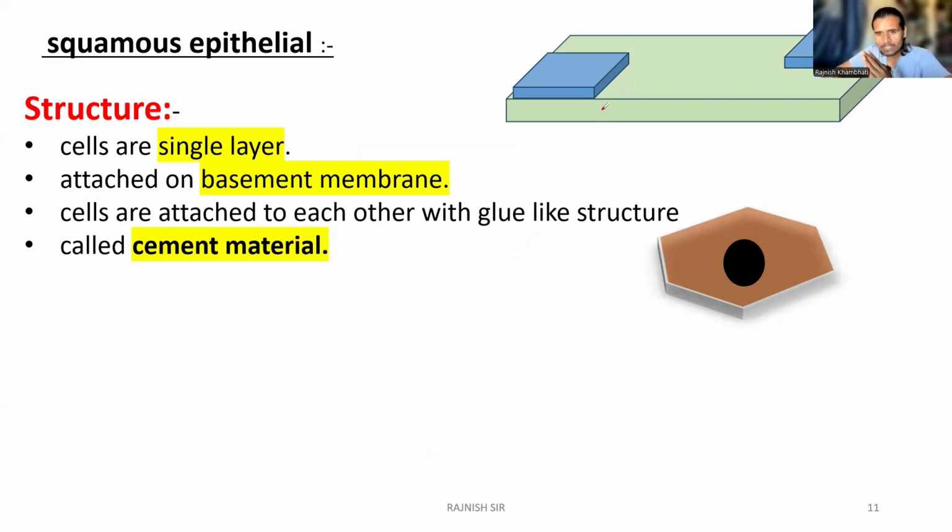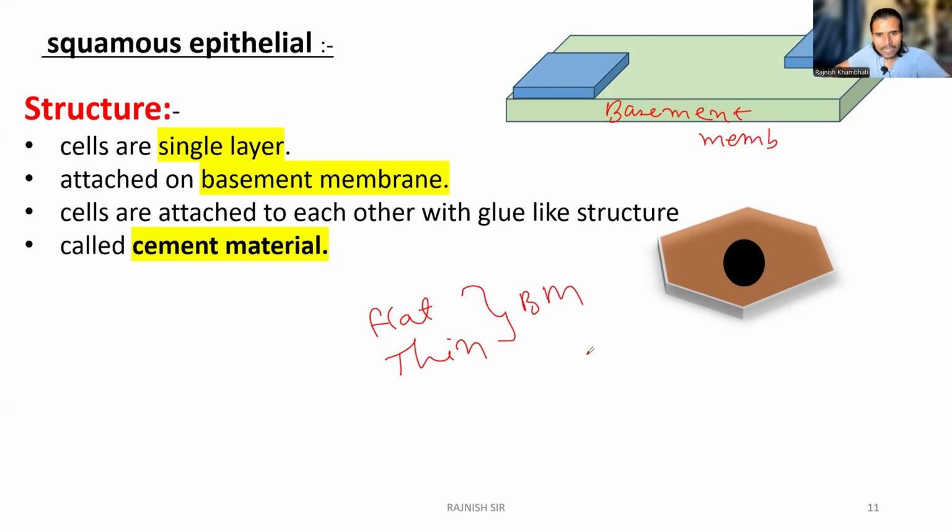What do you see? See the diagram first. This green color structure is the basement membrane. Now very carefully see the structure. On the basement membrane, these cells are present. How do they look? They look flat. They are flat and thin cells, and they are present on the basement membrane.